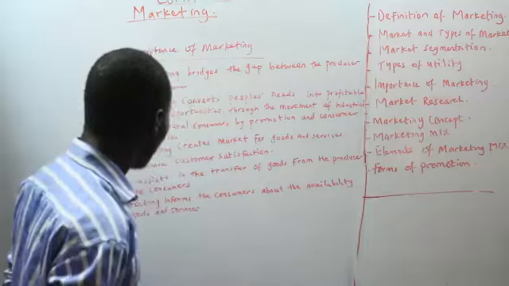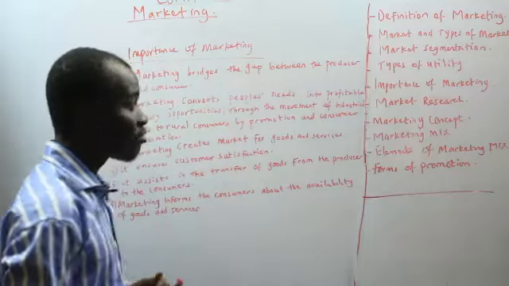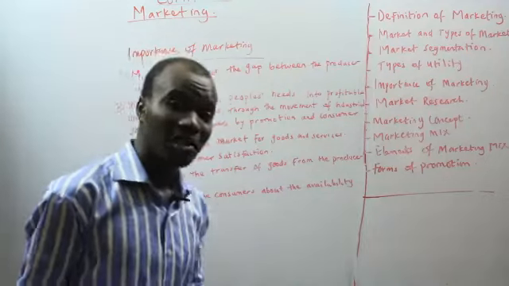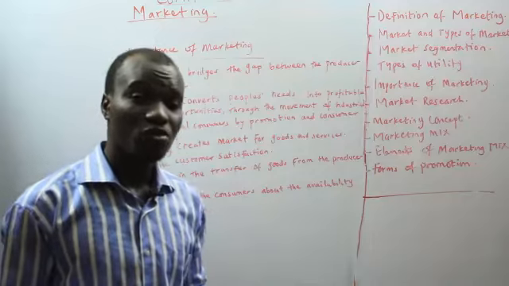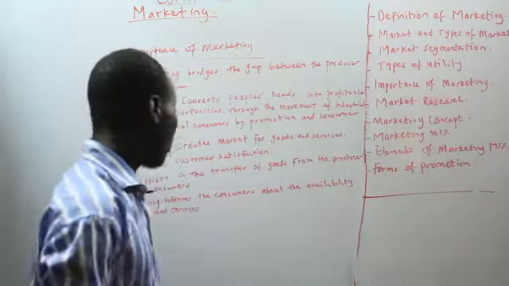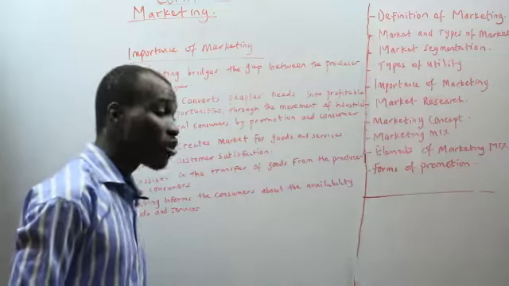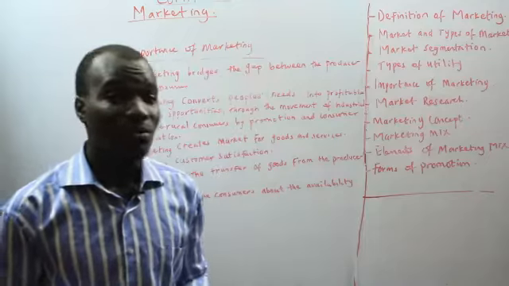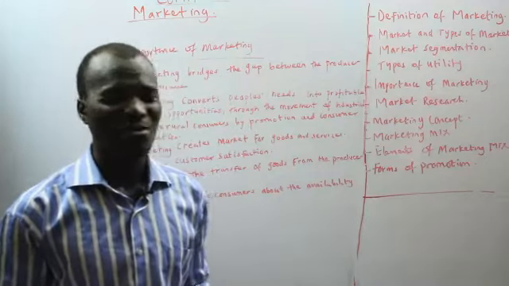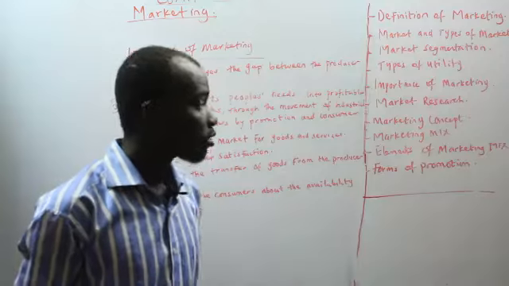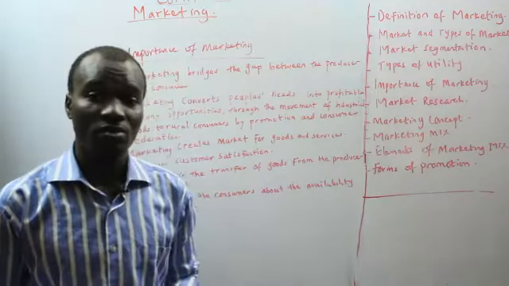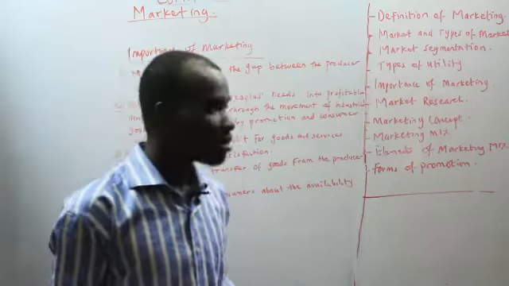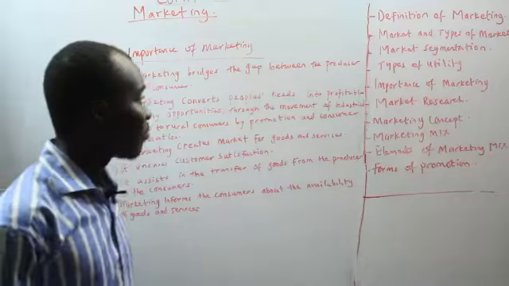Now the next one we have is that it assists in the transfer of goods from the producer to the consumer. So it helps to ensure there's effective transfer and distribution of goods from the producer to the consumer. And also marketing informs the consumer about the availability of goods and services through some aspect of promotion. So that is one concept of the marketing mix. Through promotion, the consumer knows that this good is available at a particular time and a particular place.